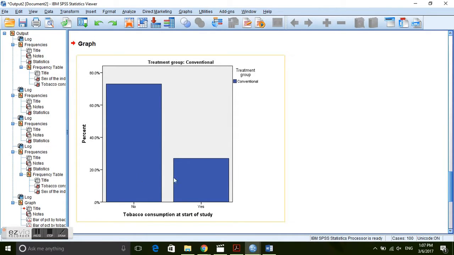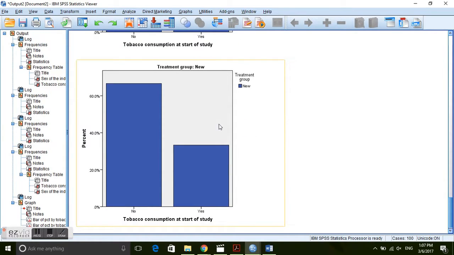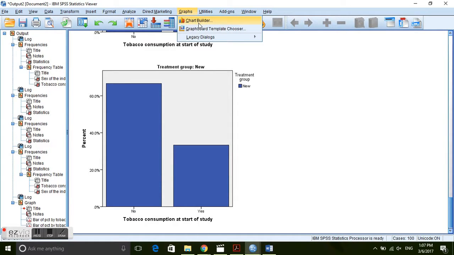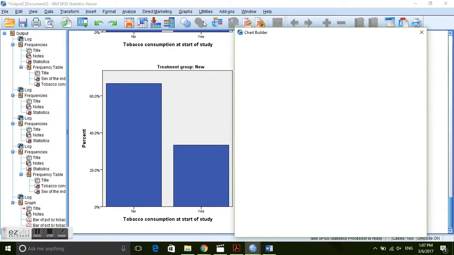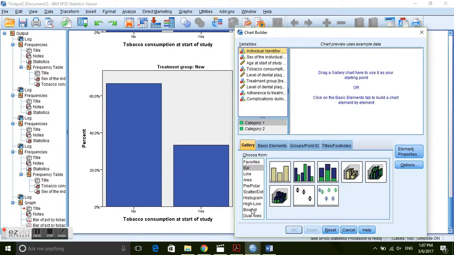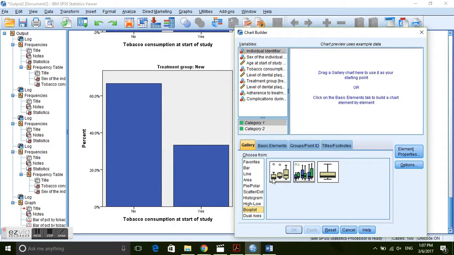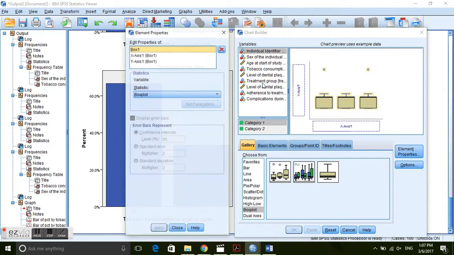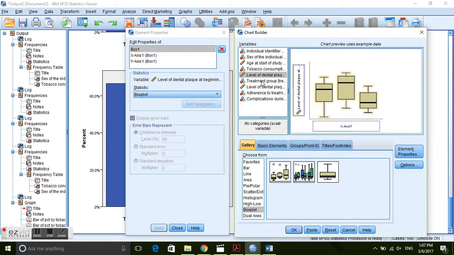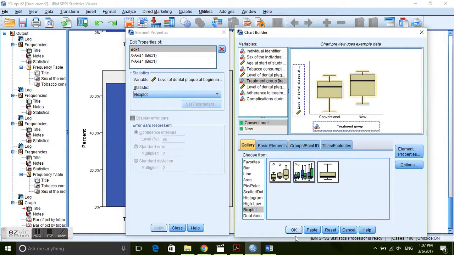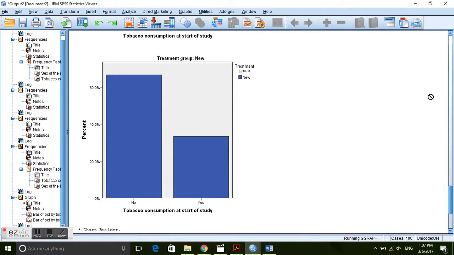All right, this gives us a graph of tobacco consumption for the conventional treatment group, and then tobacco consumption for the new treatment group. Okay, we can get graphs for the variable dental plaque. So let's go to Chart Builder. This is just another way to do graphs. You can do them either way. We want to do a box plot, so drag that over. And we want to do level of dental plaque, and we want to do it by treatment group. Click OK.